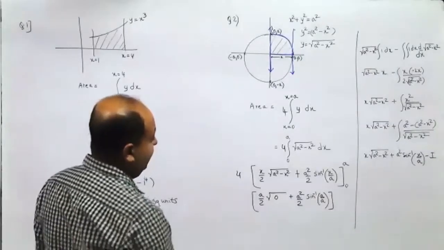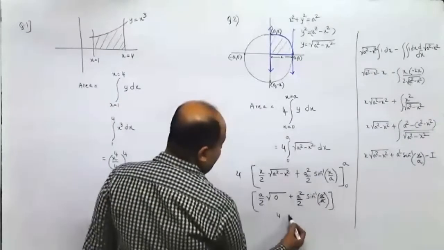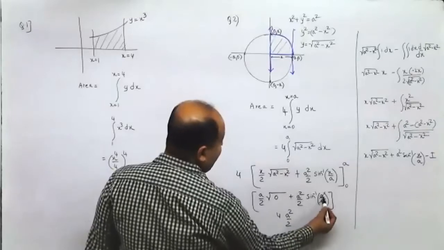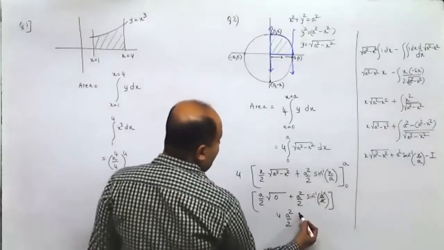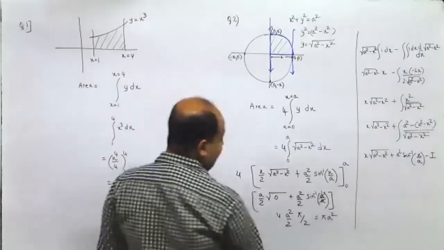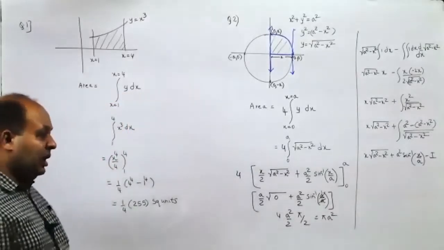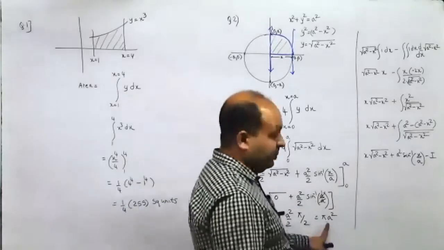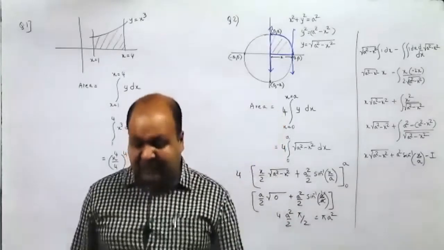This would be 4a square by 2 sine inverse 1. Sine of which value is 1? It is pi by 2. So it is pi a square. Yes, area of circle is pi r square. So this would be pi a square when the radius is a.